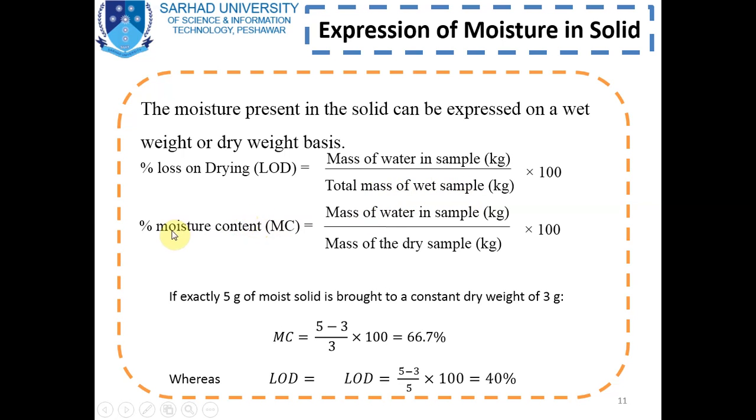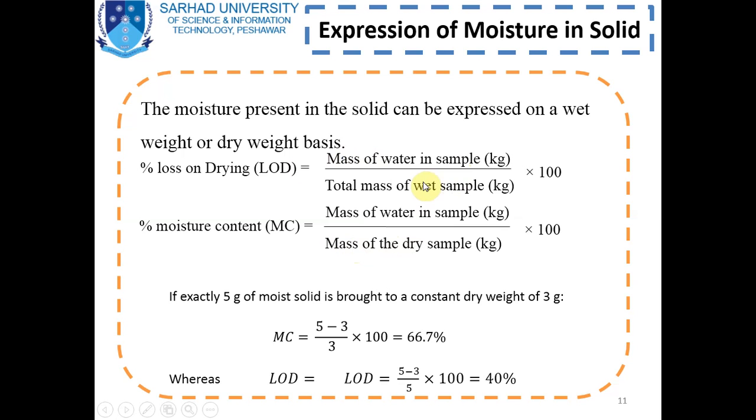On the other hand, the percent moisture content is the expression of the moisture present in a solid on the dry weight basis, because here you can see in the formula that the mass of the dry sample is taken. Overall, the mass of water in the sample is similar in both formulas, but the wet sample or dry sample is different. That's why we say the moisture present in a solid can be expressed on a wet basis.